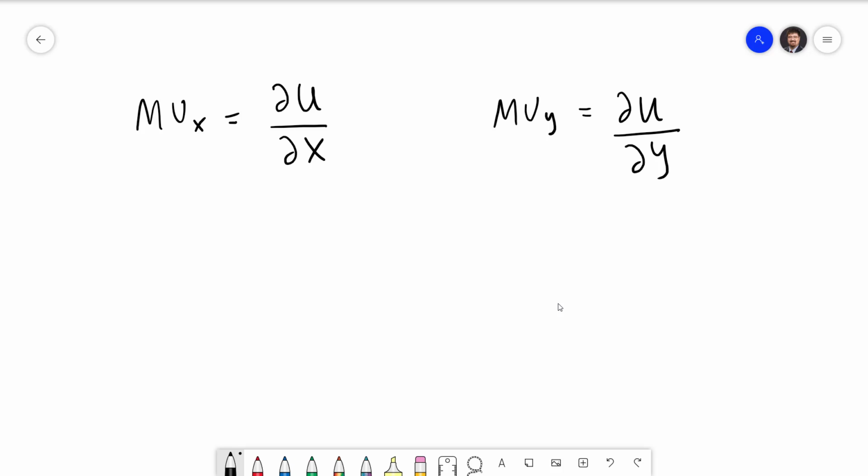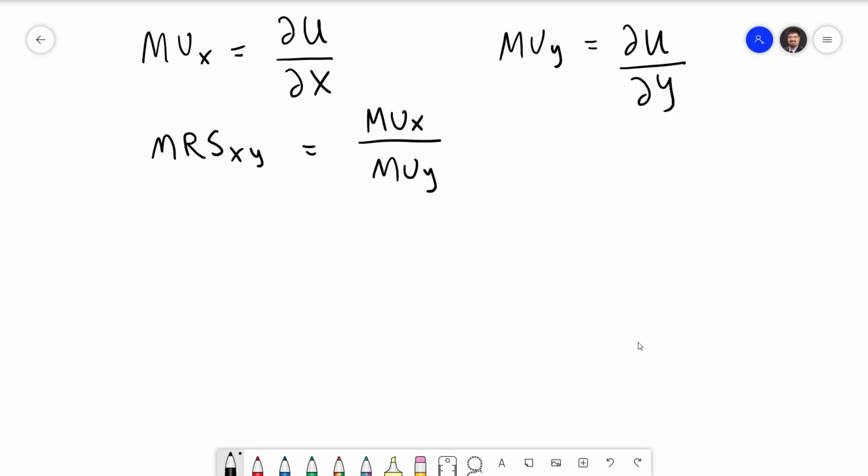We can use these to get our definition of the marginal rate of substitution of x for y, which is the marginal utility of x divided by the marginal utility of y. This is going to give us the rate at which our consumer is willing to exchange some amount of x for another amount of y. When they gain a little bit of x, they're going to get some marginal utility. When they lose some y, they're going to lose some marginal utility. And so if we take the ratio of those, that's going to give us the rate at which they're willing to exchange. Let's calculate these for our example.